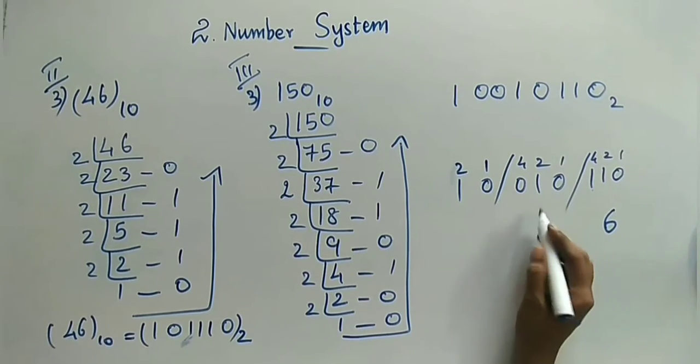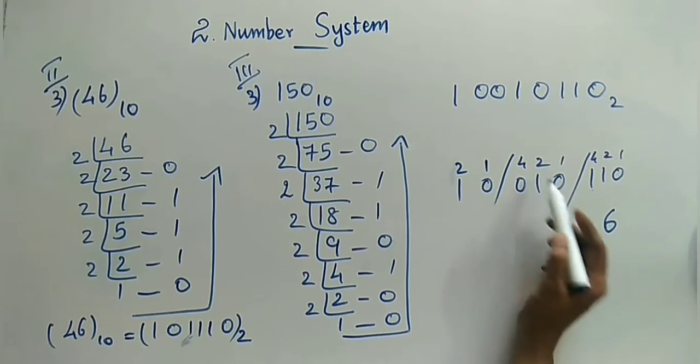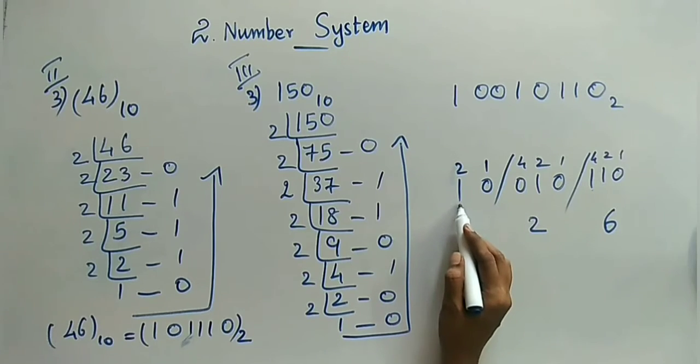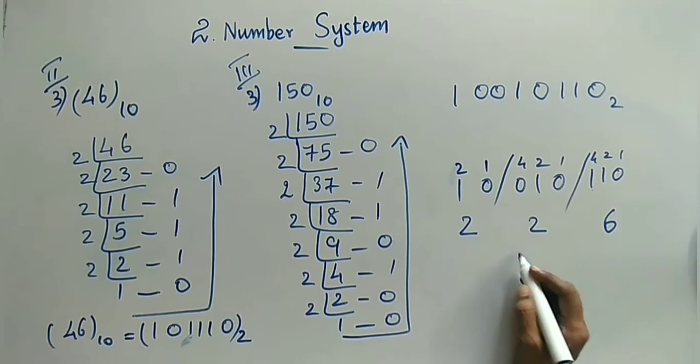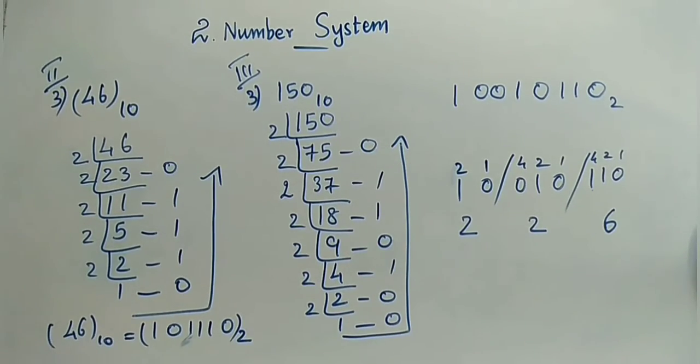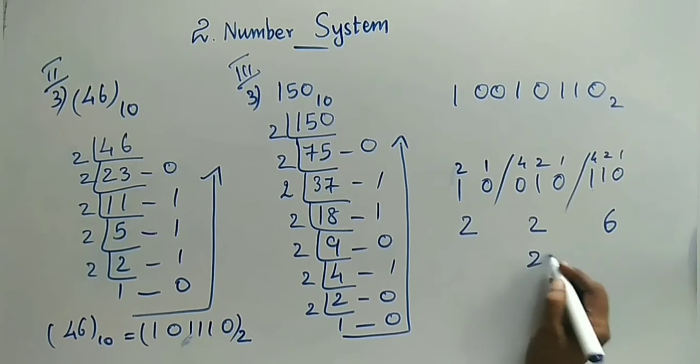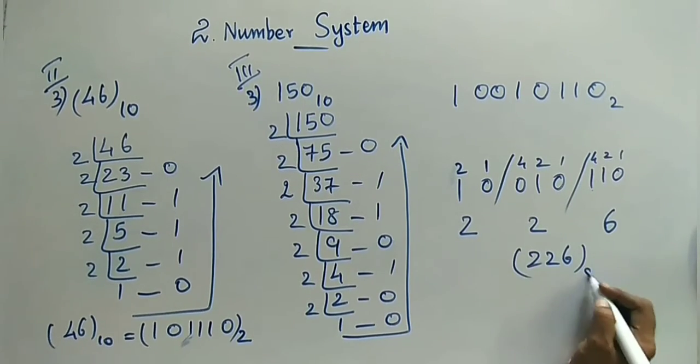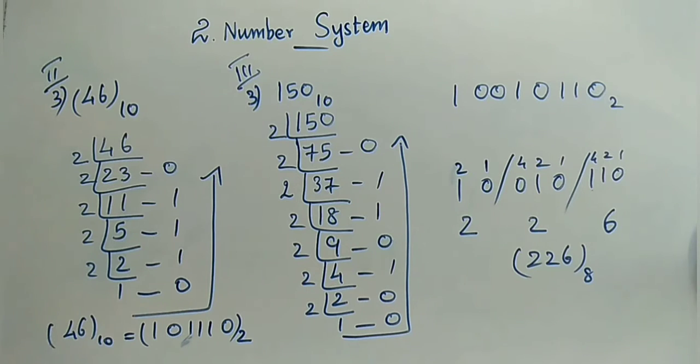Here, for 1, the top, you are having the value 2. Here 1, you are having the value 2. So write it as... So what is the answer for you? It is 226 to the base 8. This is the octal value for that number that we have discussed.